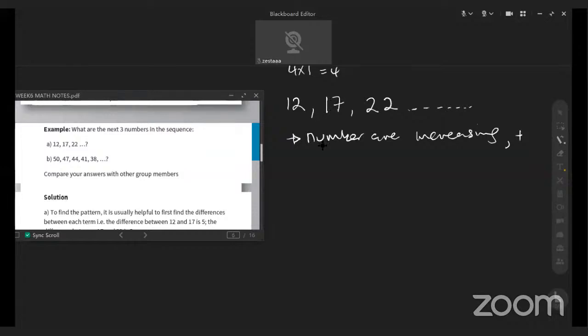You're going to subtract the first number from the second one. 17 minus 12. What do you get here? 5. You get 5, okay. Then the next is 22 minus 17, which is also 5.